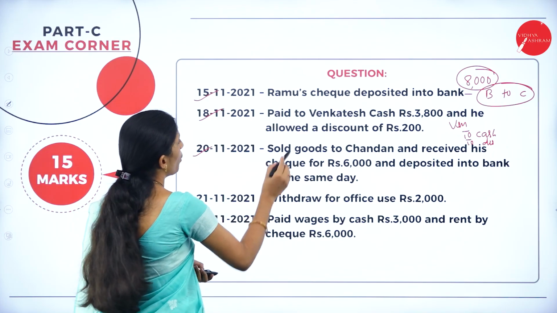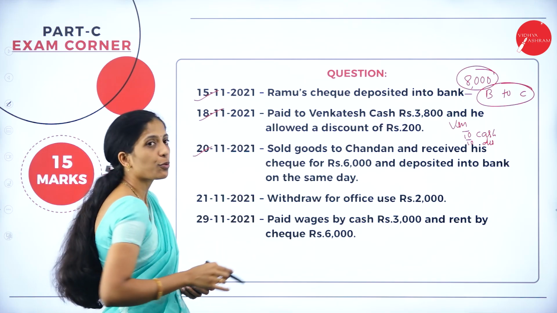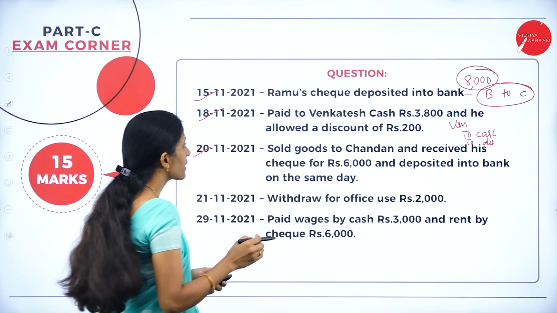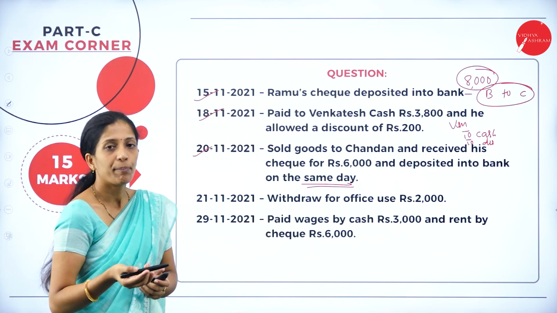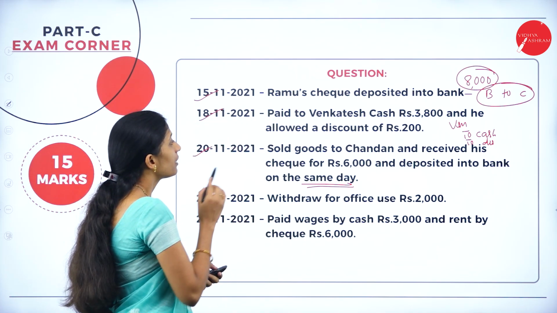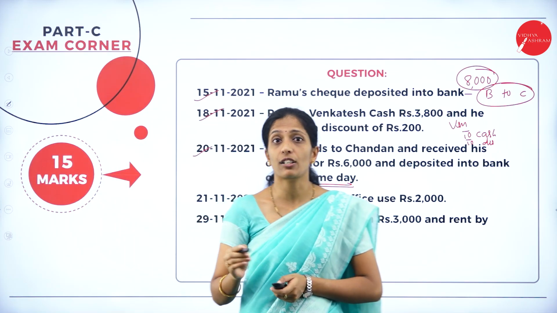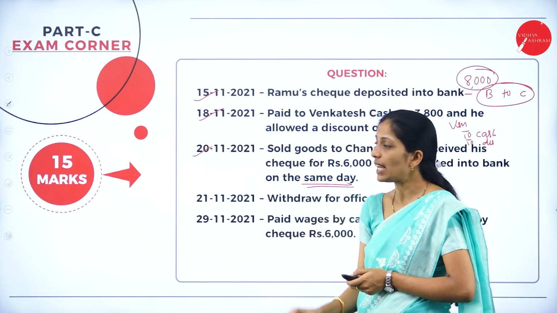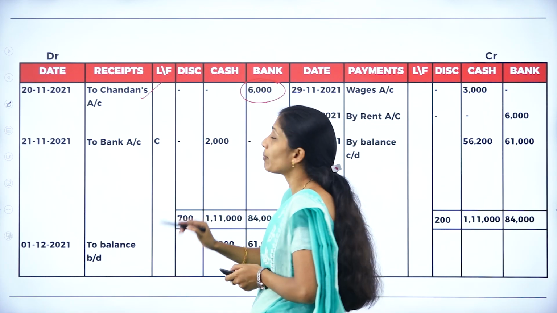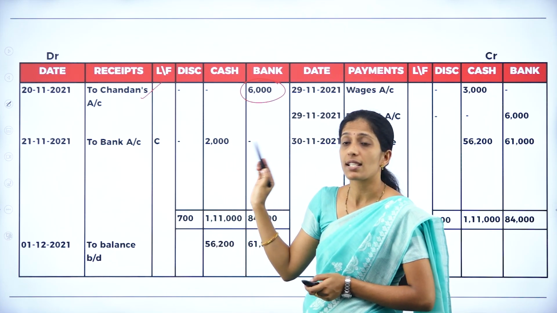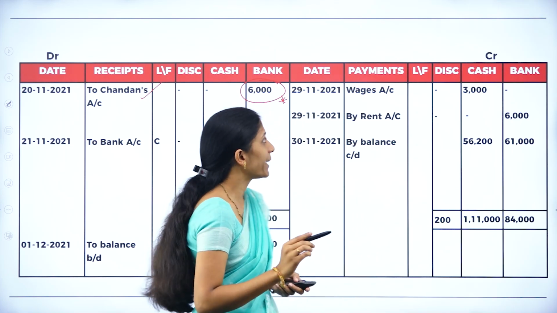Next one is sold goods to Chandan and received a check of rupees 6,000 and deposited into bank on the same day. Now see here, we have deposited on the same day. Now we have to take into the bank column. Clear? So now how do you write? To sales, but you will write the amount in the bank column since it is deposited on the same day. So, you will write to Chandan's account, then you will write the amount in the bank column because it is deposited on the same day. Okay, so this you have to be careful.